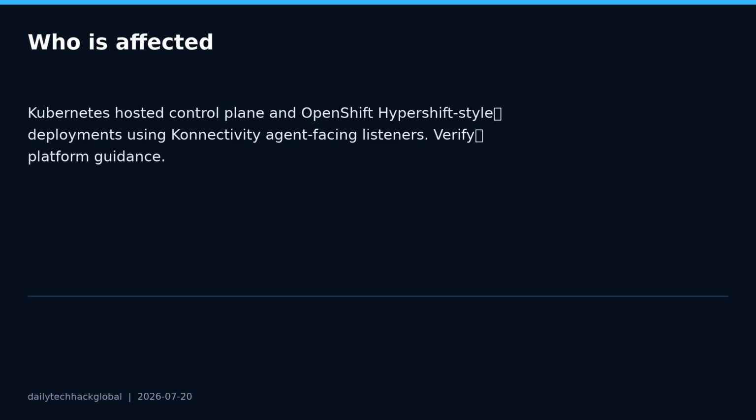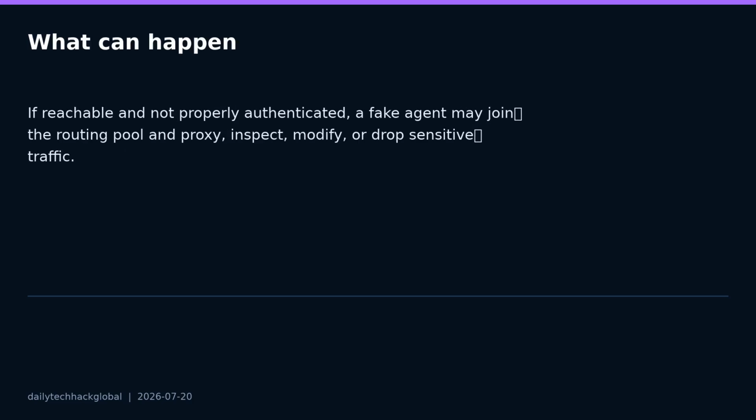The important point is architectural. If an attacker can reach that endpoint and impersonate an agent, they may become part of a highly sensitive network path. The first action is exposure triage. Inventory hosted control plane deployments and any connectivity proxy server instances. Confirm whether the agent-facing endpoint is reachable only from expected cluster networks, private links, or VPNs. If it is internet reachable or broadly reachable from shared networks, prioritize it.